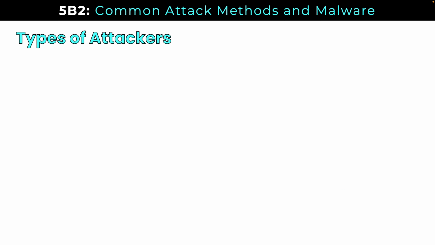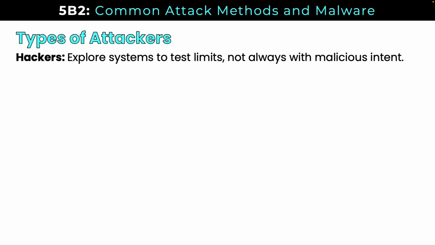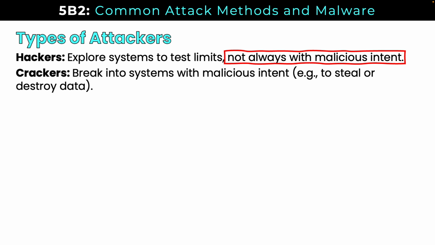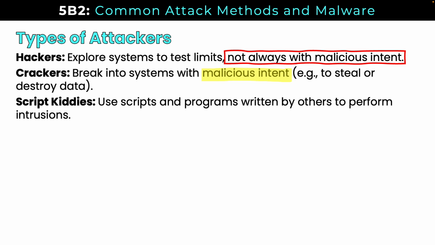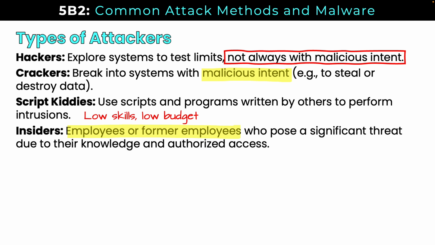You should be familiar with the different types of attackers. There are hackers who explore systems to test limits, but not always with malicious intent. Crackers, on the other hand, break into systems with malicious intent. They are there to do harm, to do damage. Script kiddies use scripts and programs written by others to perform intrusions. These are low-skill, low-budget individuals. Insiders are employees or former employees who pose a significant threat due to their knowledge and authorized access.